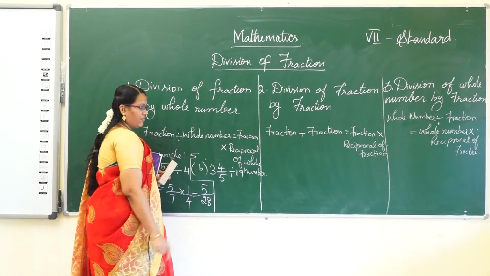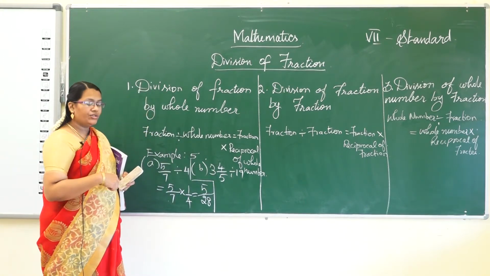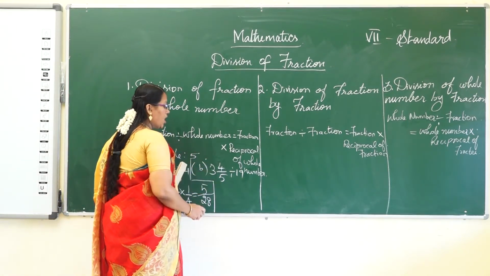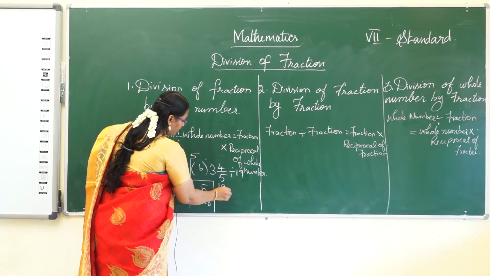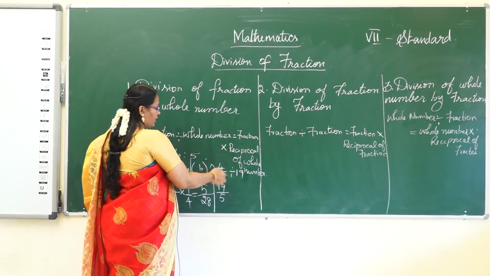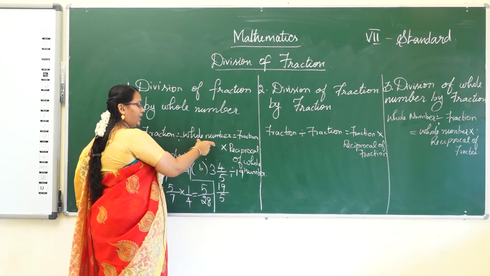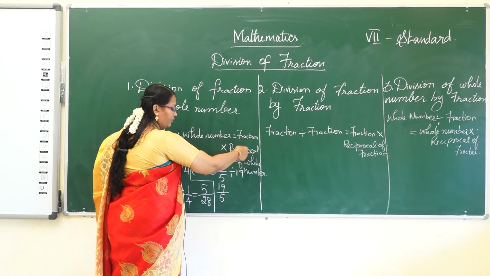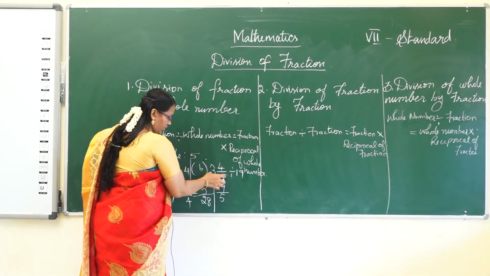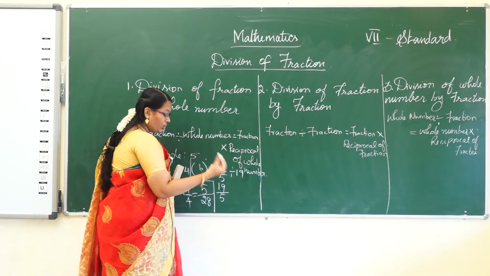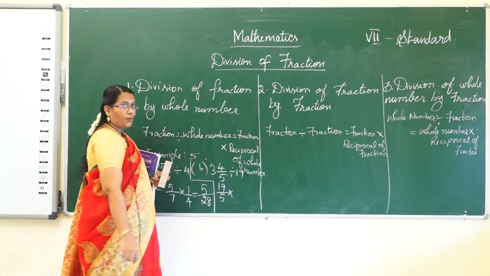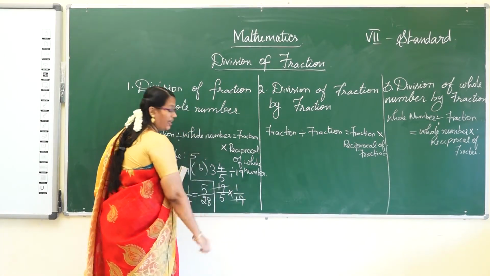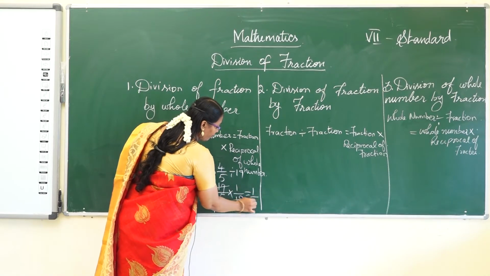Now see the B problem. Here a mixed fraction is given, so you should change it to an improper fraction. 5 threes are 15, 15 plus 4 is 19, so 19 by 5. What is the rule of fraction divided by whole number? We multiply the fraction by the reciprocal of the whole number. So first change to the improper fraction, division moves to multiplication, and write the reciprocal of 19, which is 1 by 19. So 19 will be cancelled, and the answer is 1 by 5.